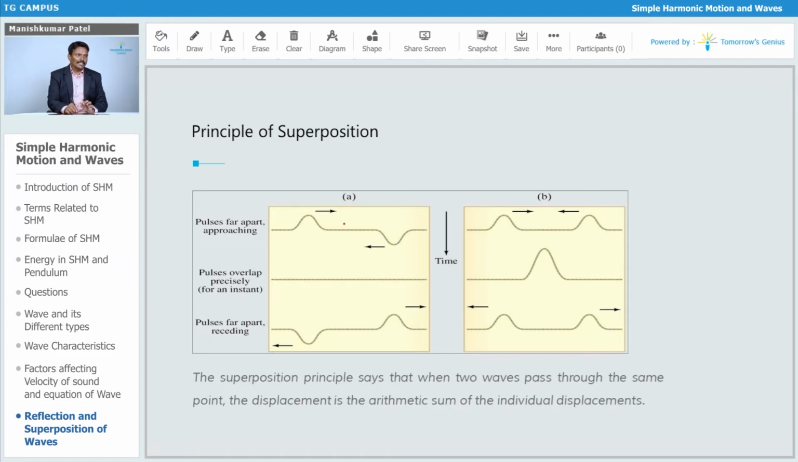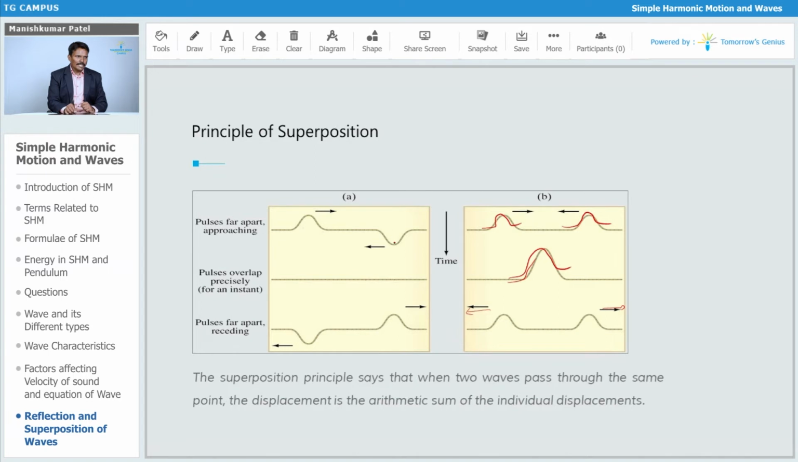You can see in the diagram the two pulses approaching each other. Again they overlap, and here it produces the maximum amplitude. Let's say the amplitude is less, but because of this overlapping, the amplitude has increased, and again they move in the opposite direction. This is how we can show it here also.